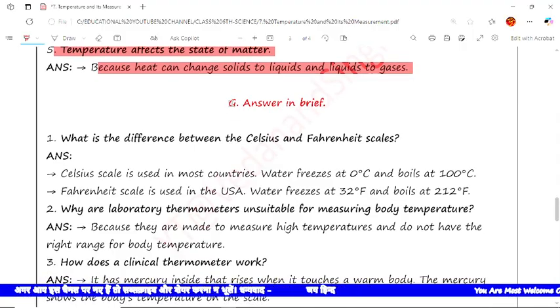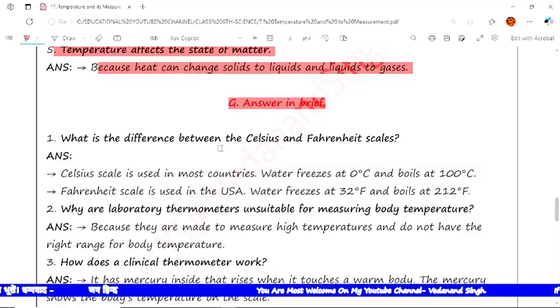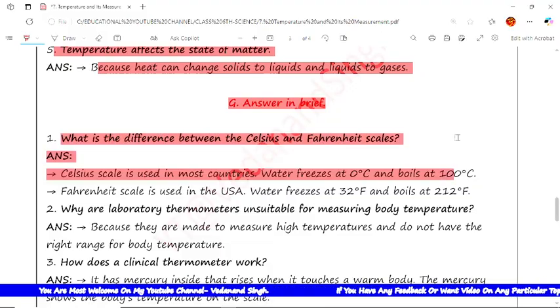Now the next question is to give the answer in brief, which means we have to write a short answer. The question is: what is the difference between the Celsius and Fahrenheit scale?